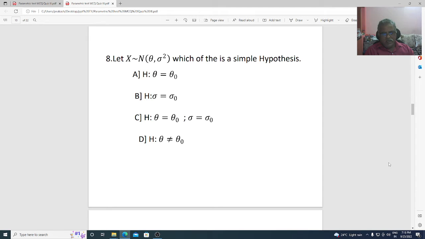Question number 8. Let X follow Normal(θ, σ²). Which of the following is a simple hypothesis? A, H: θ = θ0. B, H: σ = σ0. C, H: θ = θ0, σ = σ0. And D, H: θ is not equal to σ0. The correct option is option C.